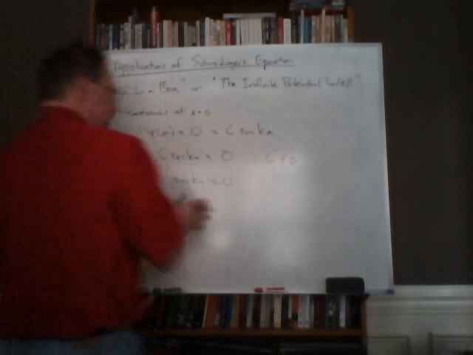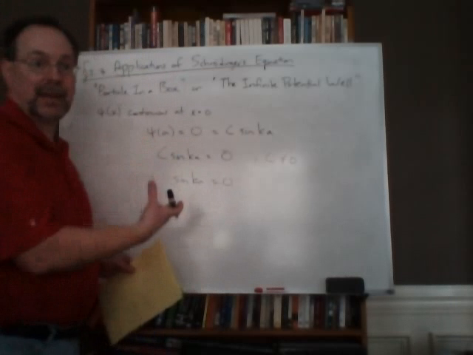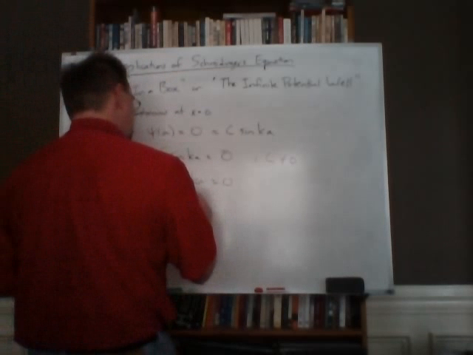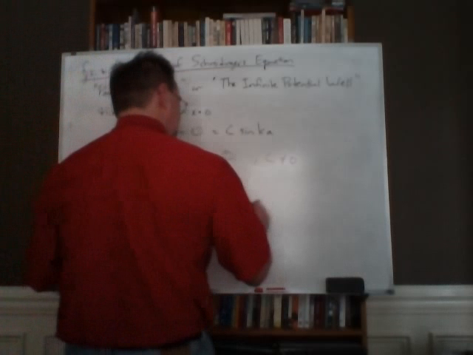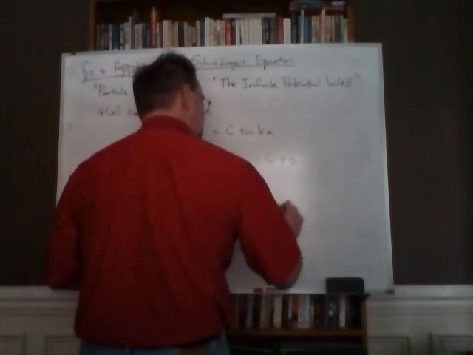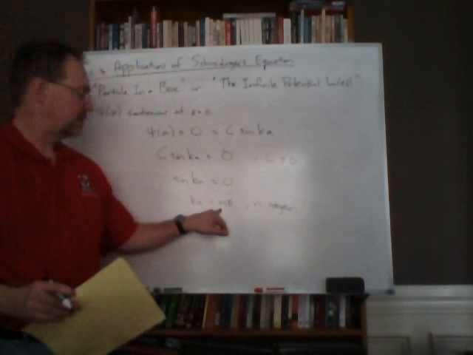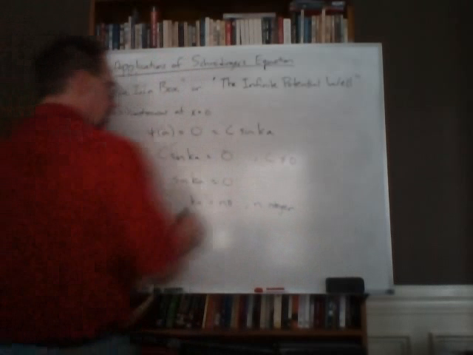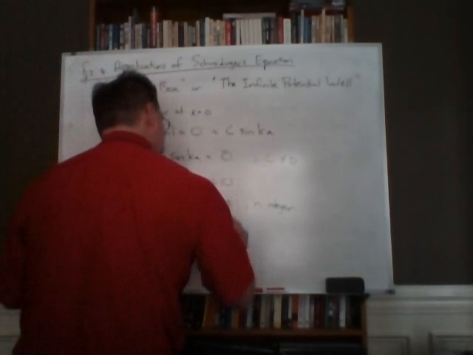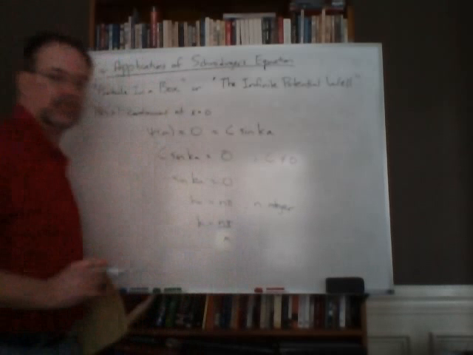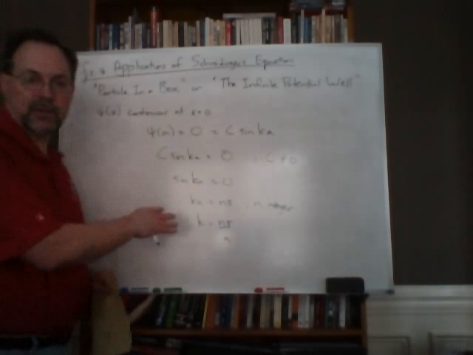And then, what makes the sine 0? Well, it's when the argument is a multiple of pi, right? So this means that k times a is n times pi, where n is an integer. Then k, our wave number, is equal to n pi over a. There's only discrete values of k, our wave number, that are allowed.